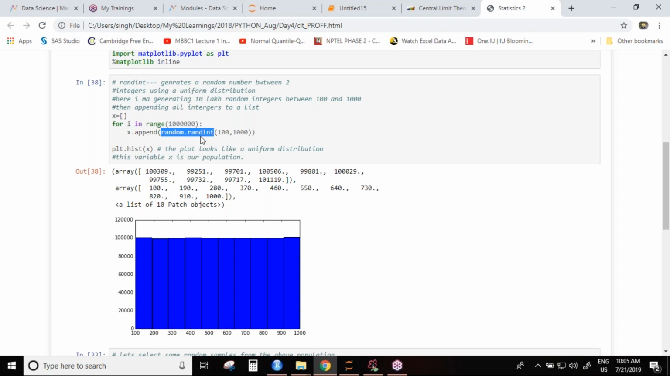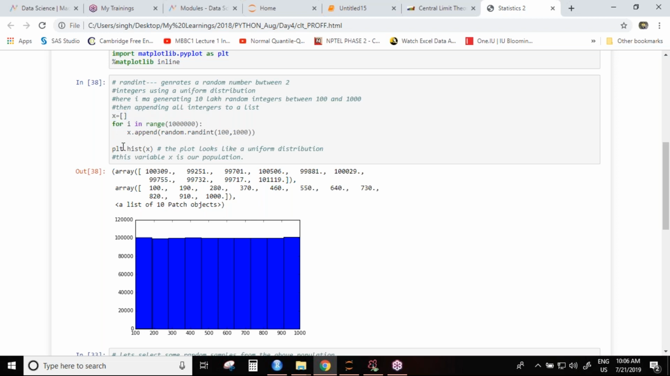random.randint generates a random number between two numbers. So this will generate one random number between 100 and 1000, and this is inside a loop which goes from 1 to 10 lakh. That means I am generating 10 lakh random numbers between 100 and 1000 and storing them in X.